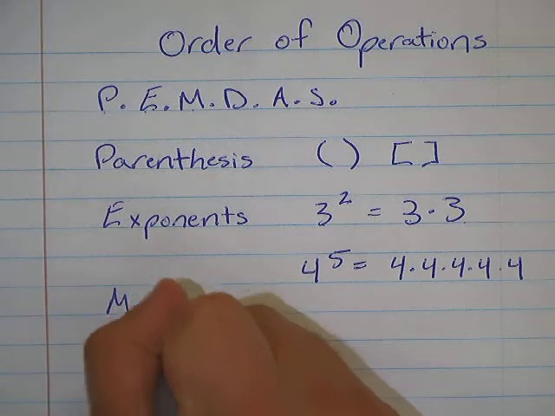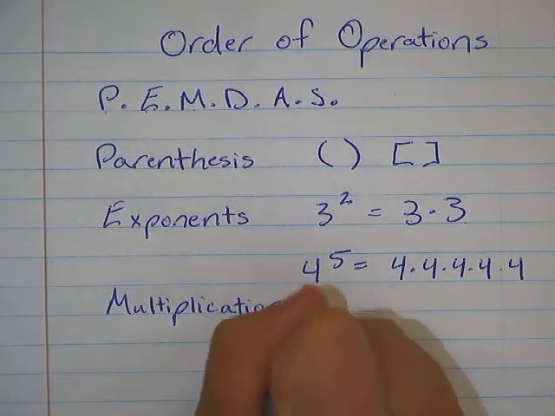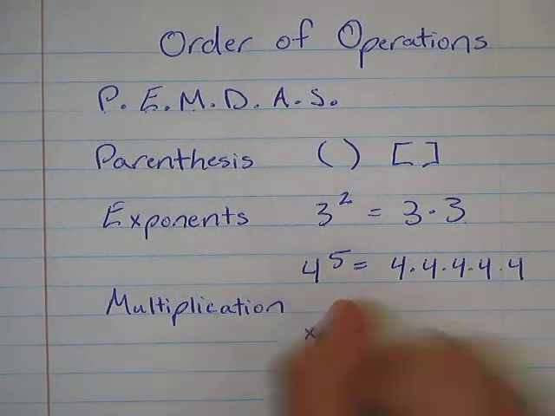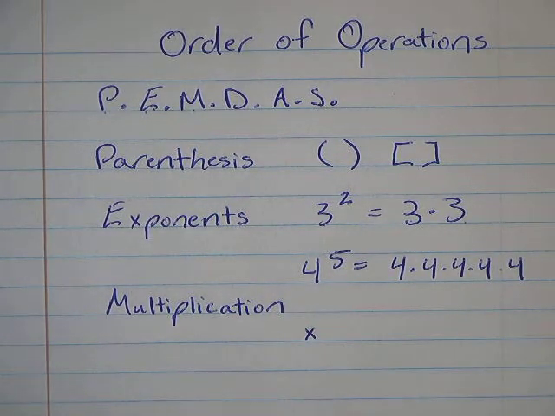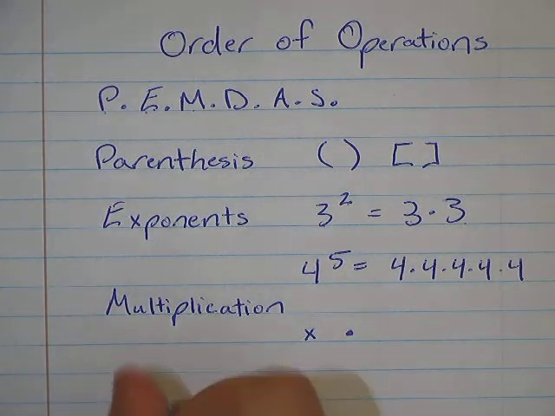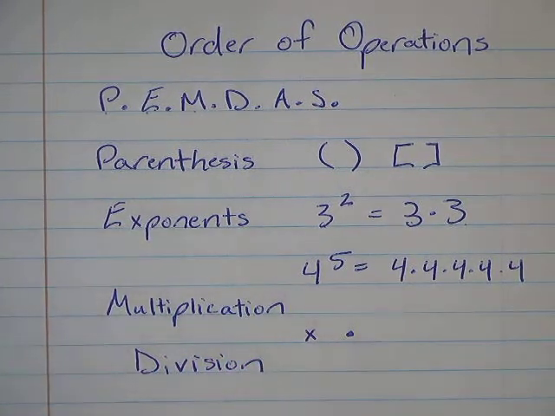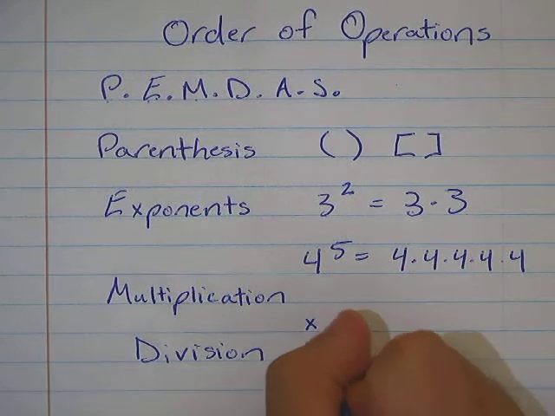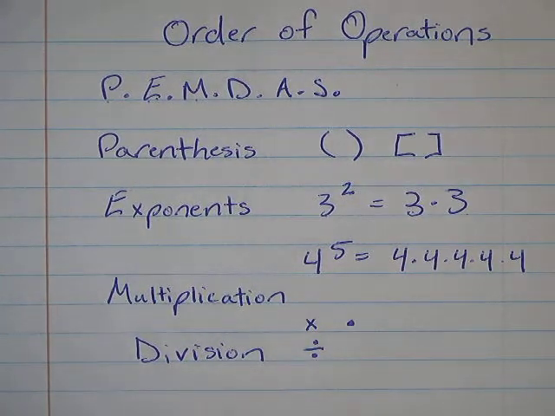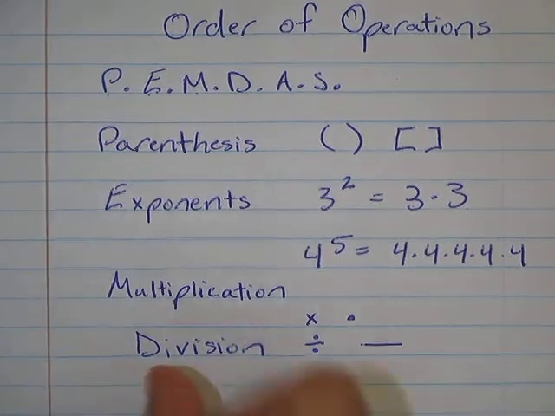Next, the M in PEMDAS stands for multiplication. And you guys are probably familiar with X representing multiplication, but in this class we're also going to see a dot. Next, the D in PEMDAS stands for division. And this is the typical sign that you're going to see, but we also use a bar here with a numerator and a denominator to represent division. We're going to see that a little bit later.